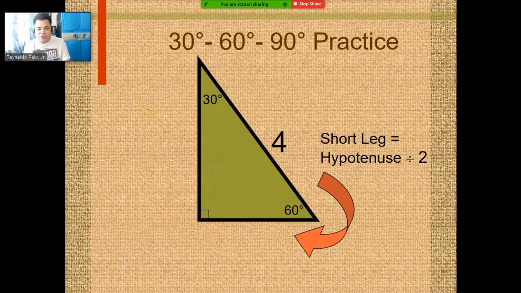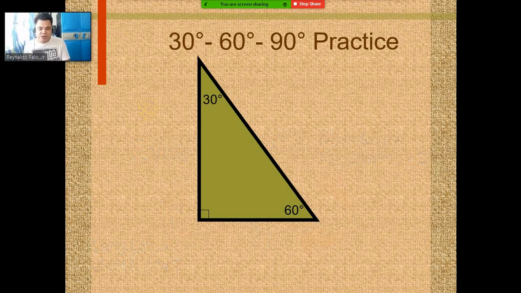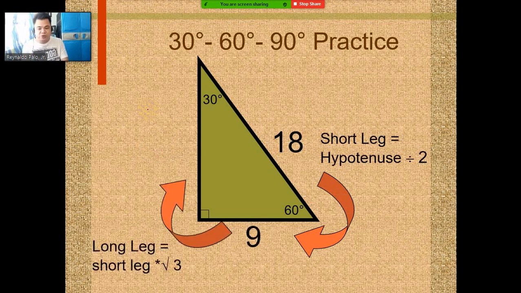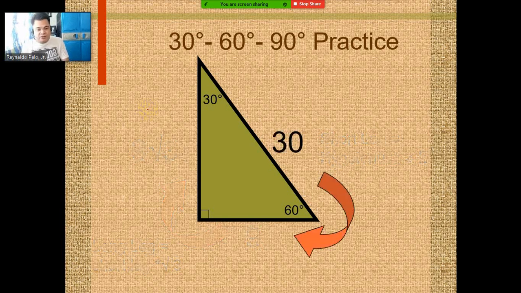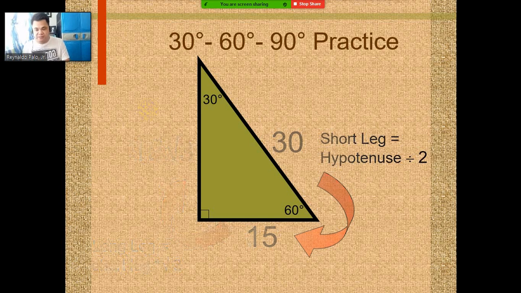Then 4 divided by 2 is 2. 2 times the square root of 3 for the long leg is 2 square root of 3. Then 18 divided by 2 is 9, and then 9 times square root of 3 for the long leg is 9 square root of 3. Then 30 divided by 2 is 15, times the square root of 3 for the long leg, it is 15 square root of 3.